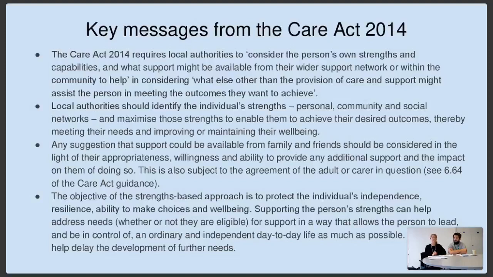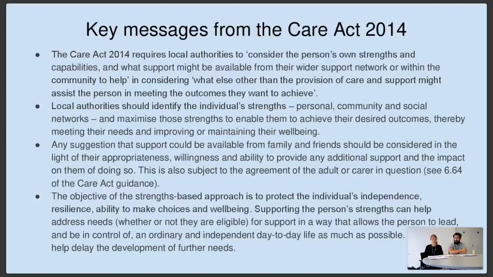And again, thinking creatively. So not just thinking about the traditional care packages, but what is in the person's wider support network to help them achieve what they want to do. That could be local community groups, or it could be from an educational point of view or a volunteer point of view. So there are lots of things that could be considered outside of the norm in terms of a domiciliary home care package, for example.